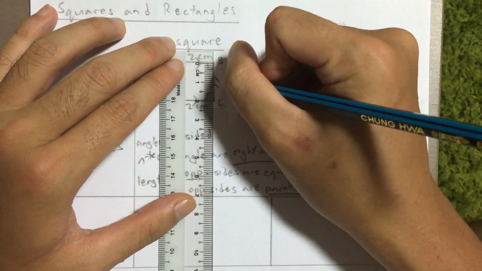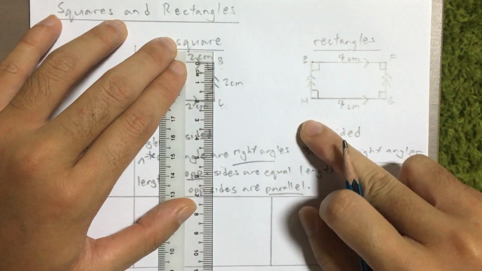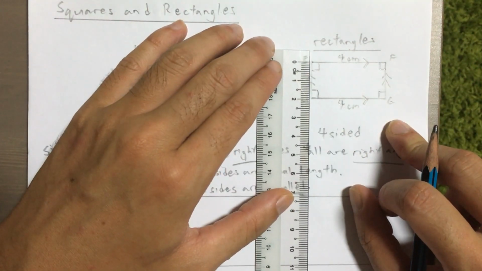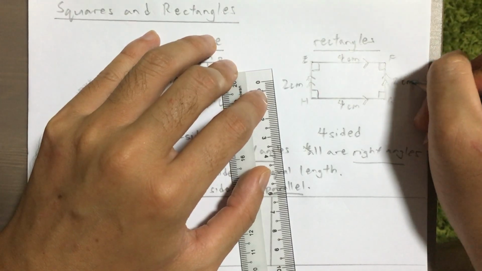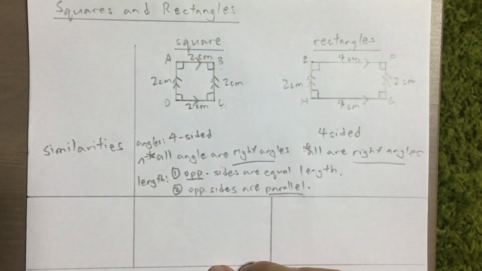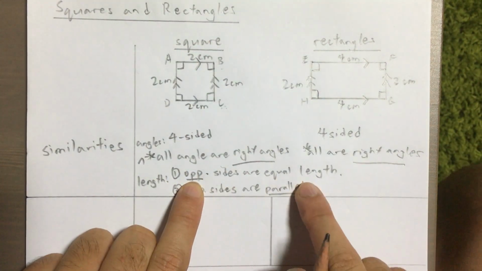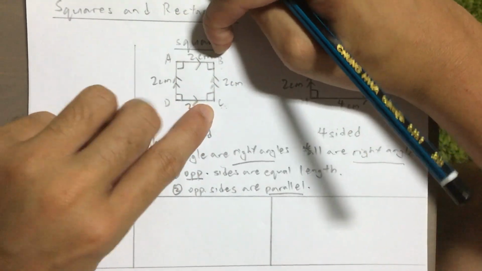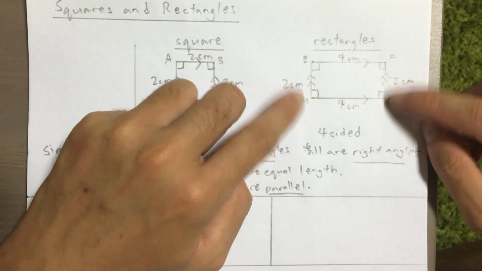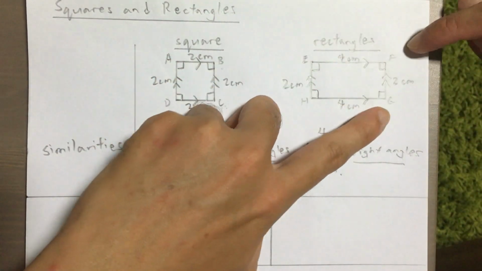This is 2 cm. I want to try EH and FG. This is 2 cm. And this is 2 cm as well. Okay, so this last point, opposite sides are equal length.